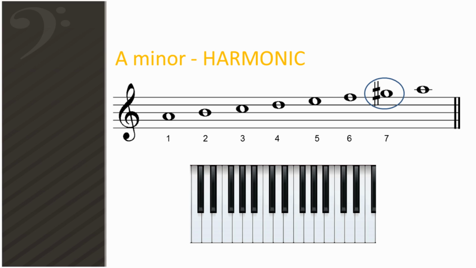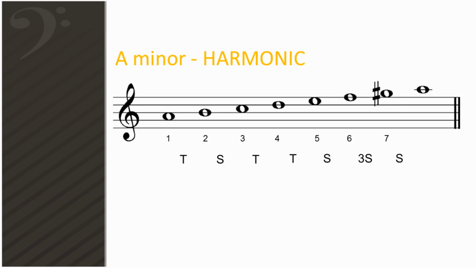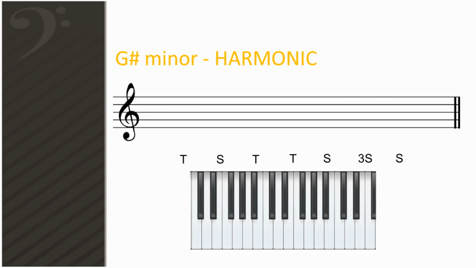As before, you can use the pattern formed from the A harmonic minor scale, which is easy to remember, in order to work out any other harmonic scale at all. The pattern of tones and semitones is tone, semitone, tone, tone, semitone, 3 semitones, semitone. Let's use the same pattern to find the notes for the scale of G sharp harmonic minor. G sharp, A sharp, B, C sharp, D sharp, E, F double sharp, G sharp.